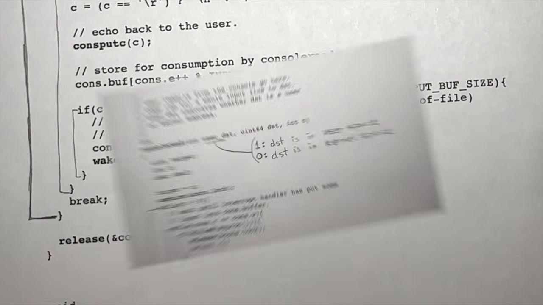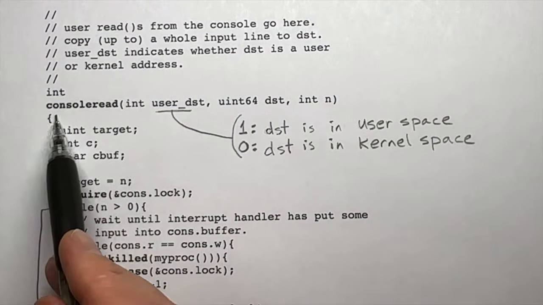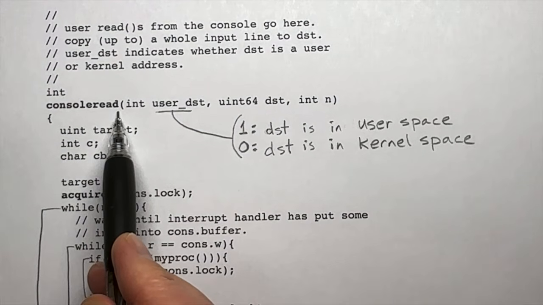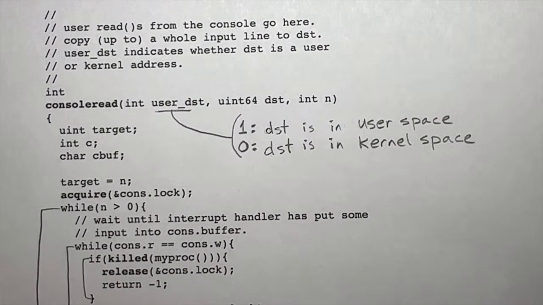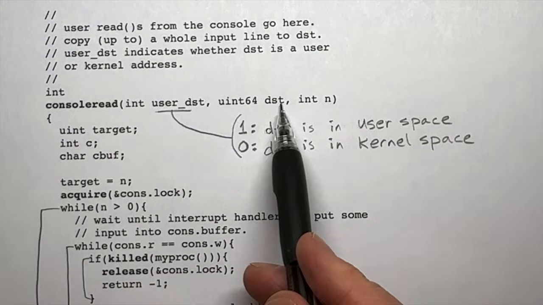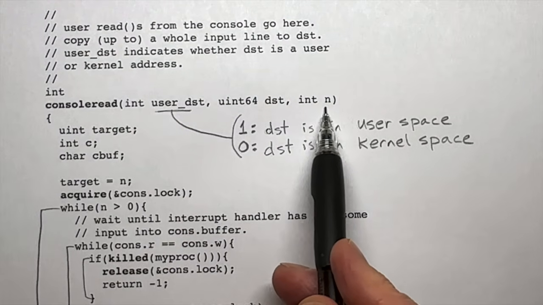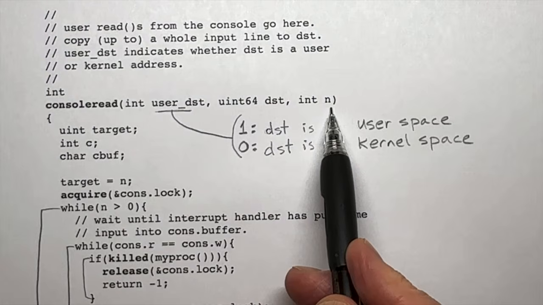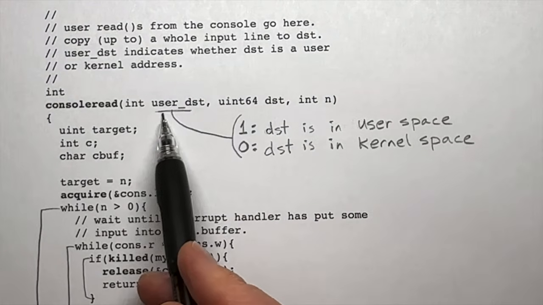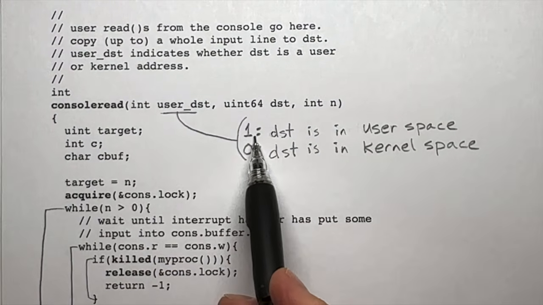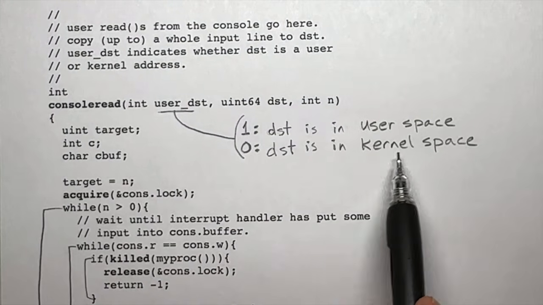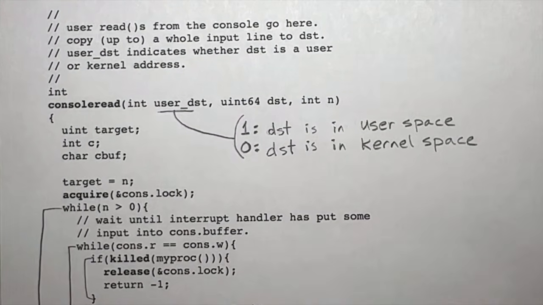Now let's look at the function console read. Whenever the user process executes a read system call and the data is to come from the UART, this function will be invoked. It's passed destination, which is the location in the virtual address space where the data should be placed, and n, which is the maximum number of bytes to read in. The user destination argument will always be true, indicating that this is a virtual address and not a physical address.